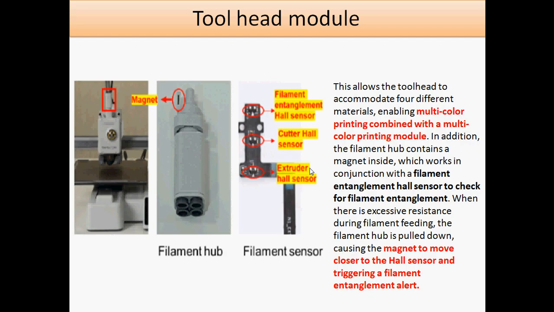Also, the filament engagement hall sensor checks for filament entanglement. When there is excessive resistance, the filament hub is pulled down and the magnet moves closer to the hall sensor, triggering the filament entanglement alert. So we can do this kind of action with this type of magnet, and then we have the extruder hall sensor. So we have this combined in the tool head modules.